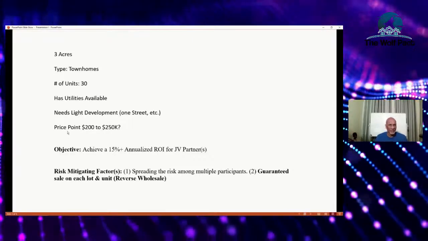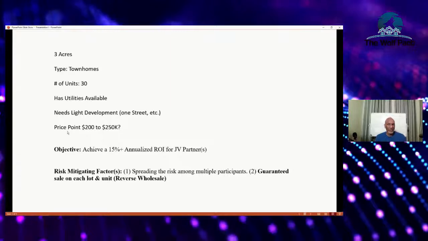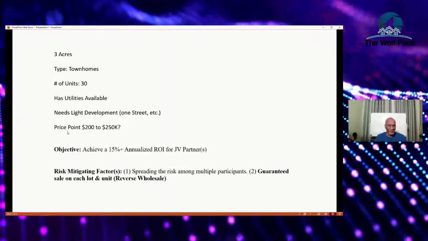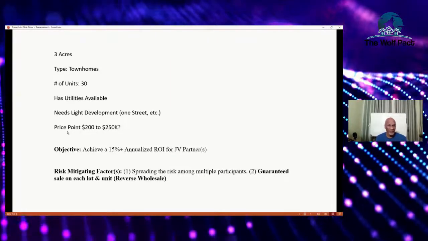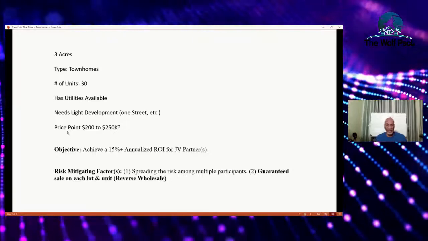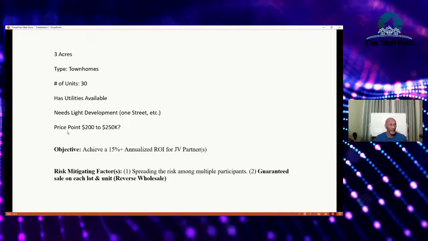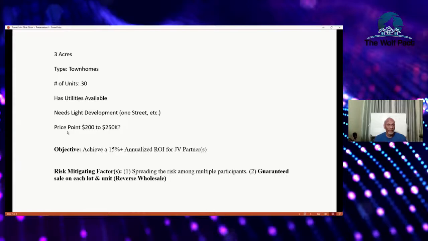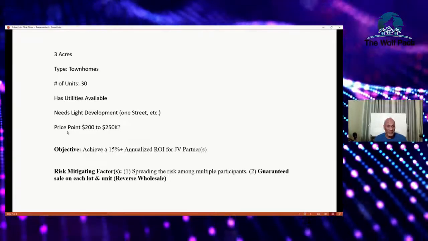Then sell it first and then buy it. So every lot is sold. So if our cost is $400,000, we got 30 lots. That's what, 13,000 and change a piece.